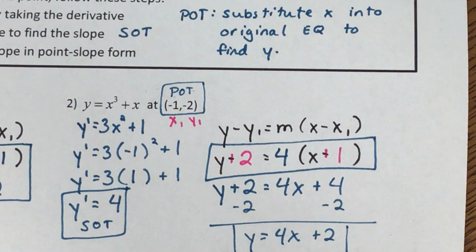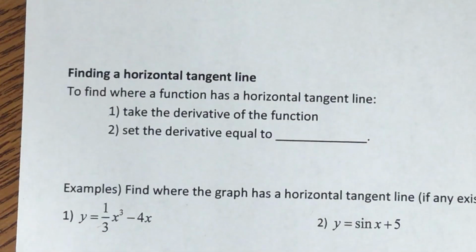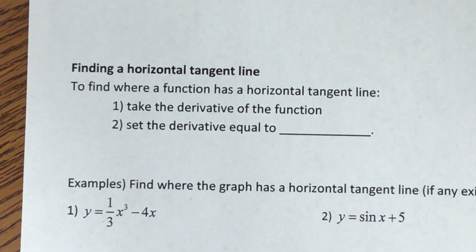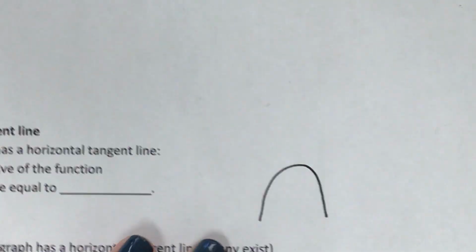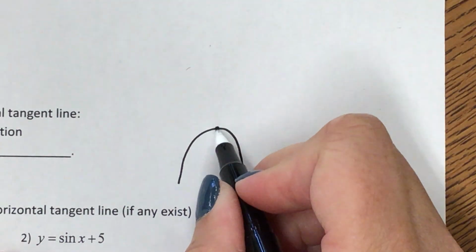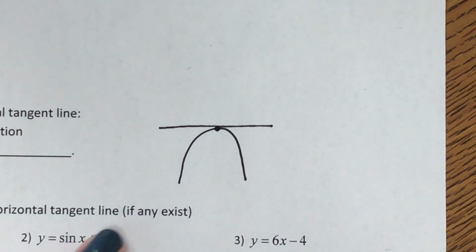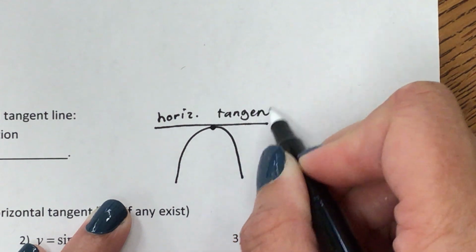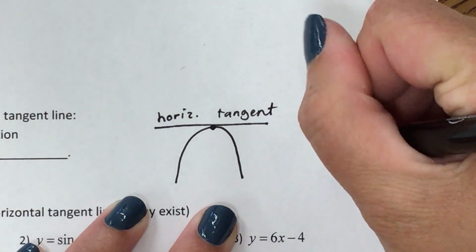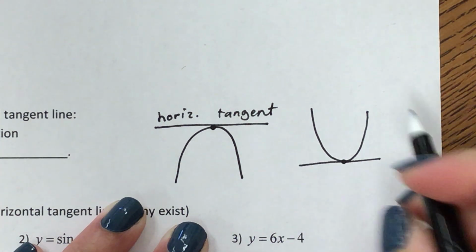All right. The next bit is about finding a horizontal tangent line. So horizontal tangent lines happen when you have some kind of a curve like this. A horizontal tangent would happen at the very tip top of that. So this would be a horizontal tangent. Horizontal tangent lines also happen at the bottoms of curves. So at the very, very bottom, you could have a horizontal tangent.